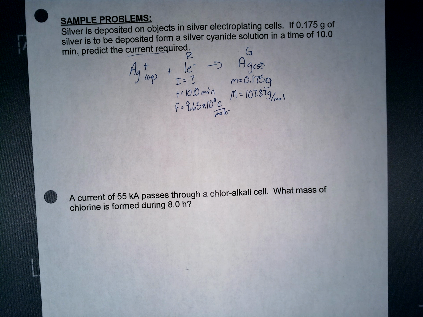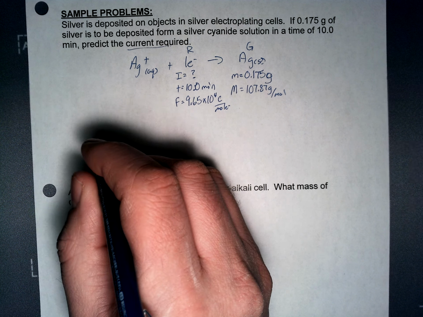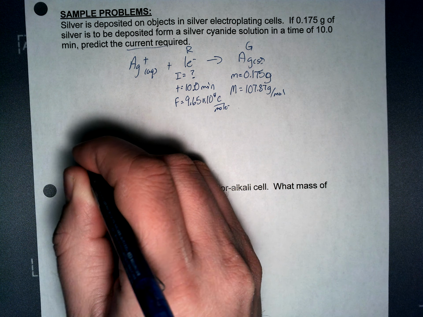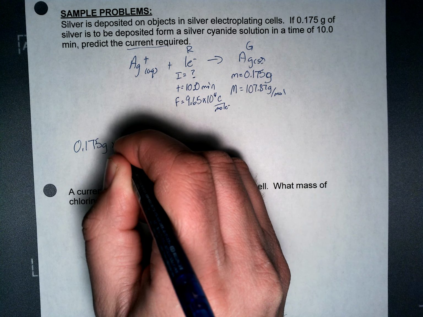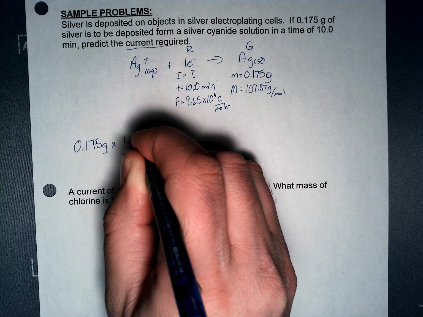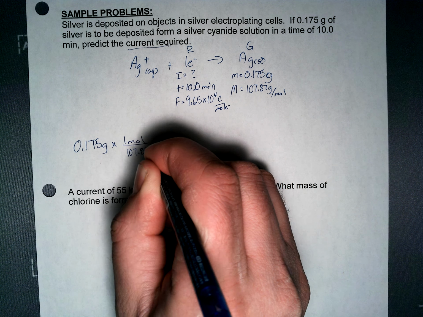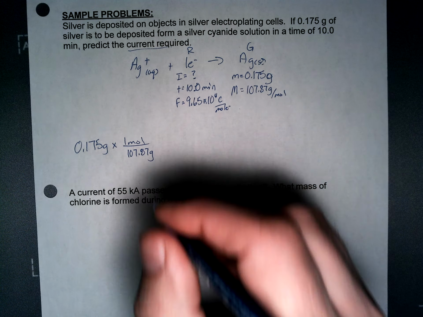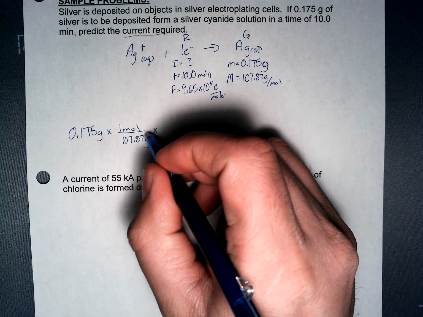Okay, so we start by finding moles of the given. We start with what we're given, 0.175 grams times 1 mole over 107.87 grams. We've done lots of those before. This will give us moles of given.